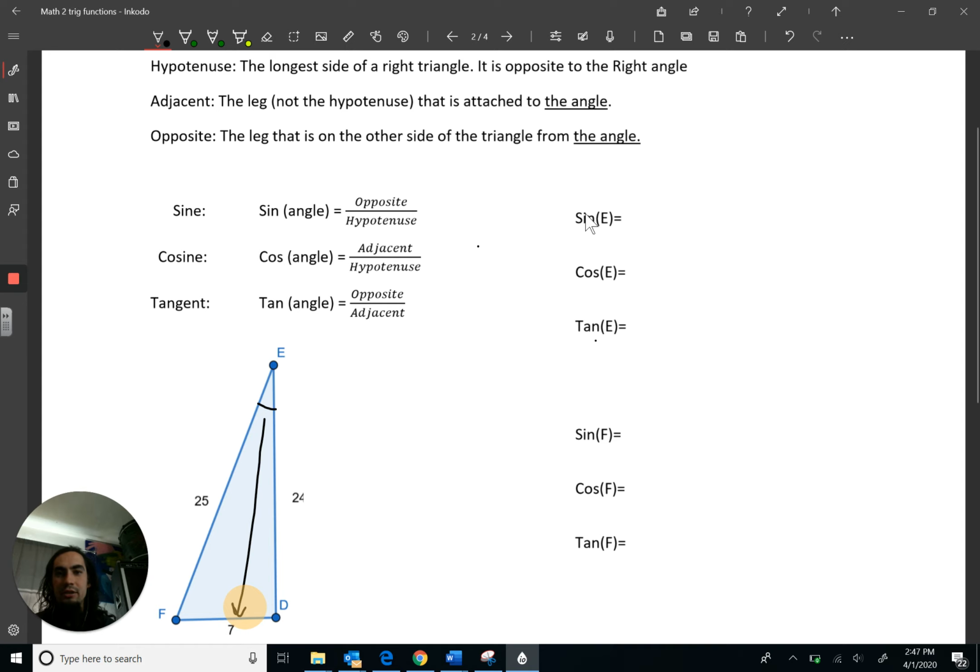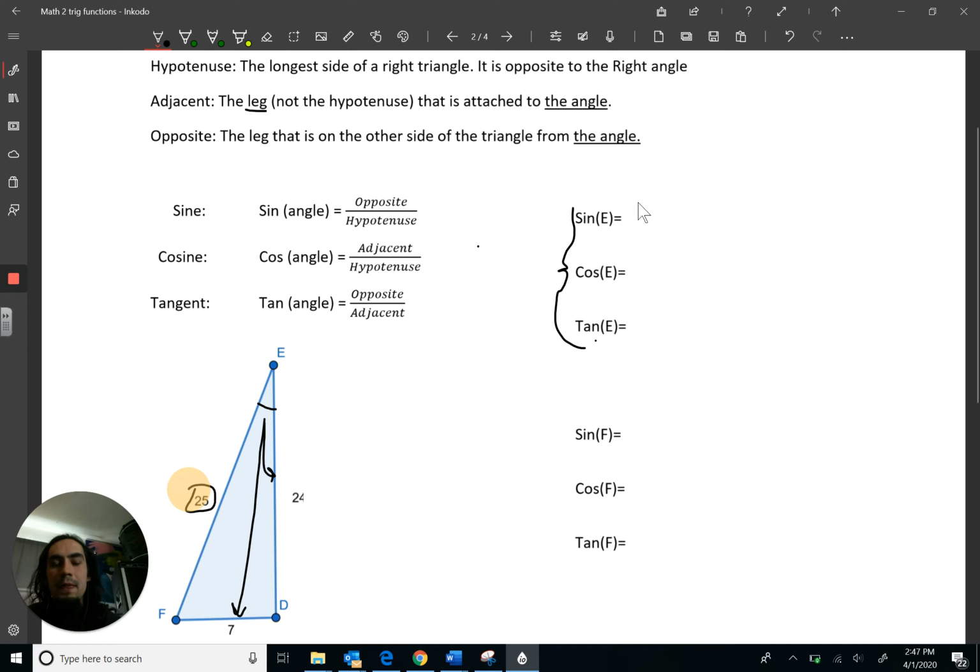And again, for angle E, let me just highlight these. We're doing these first. For E, the adjacent side is attached to the angle. There's 2 attached to the angle: there's the 24 and there's the 25. We want the one that's the leg, not the hypotenuse. So we're going to go with 24. And the hypotenuse, of course, is the longest side, so 25.